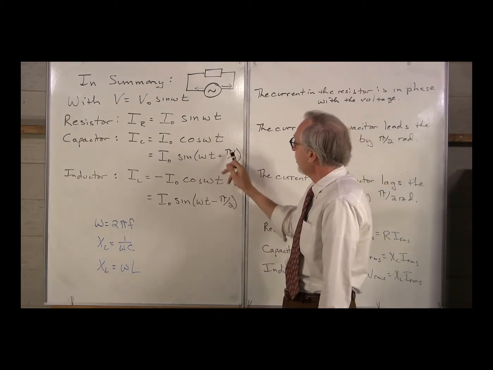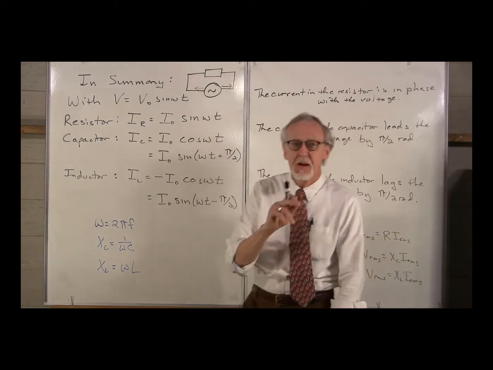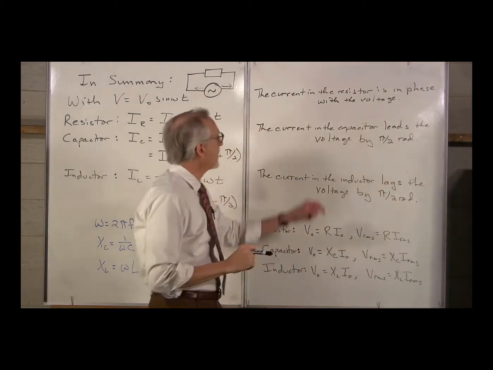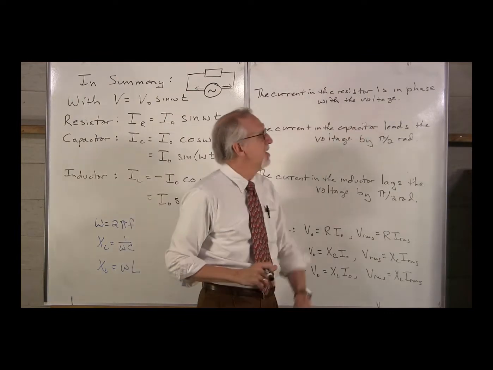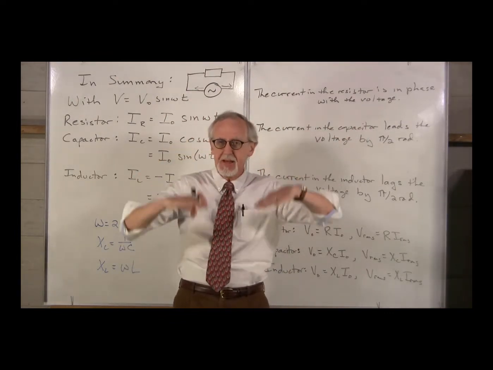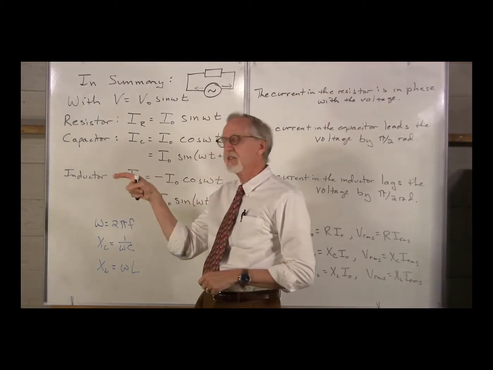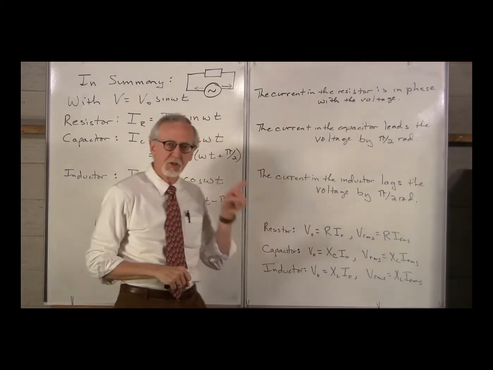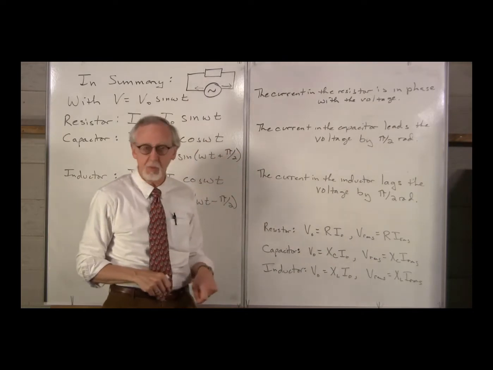And then in terms of these phases, and I want to come back to this again in just a minute, the current in the resistor was in phase with the voltage. In other words, voltage and current go up and down together. So when the voltage pushes this way, the current is going that way. When the voltage pushes this way, the current is going that way.